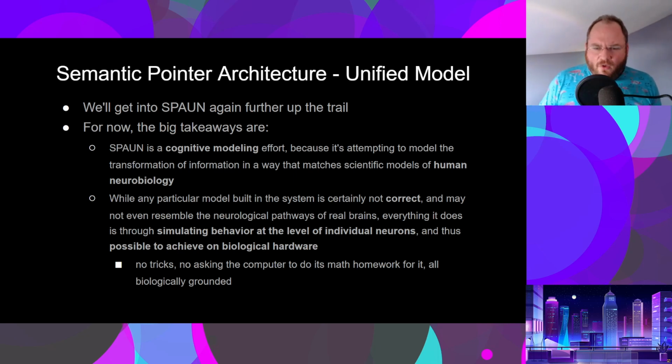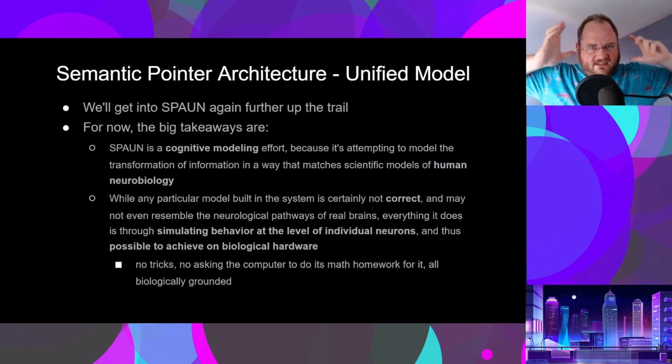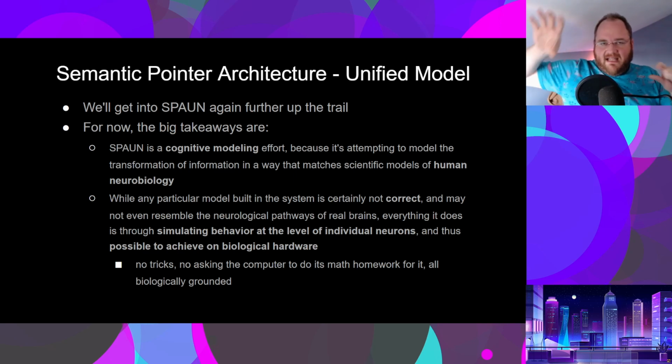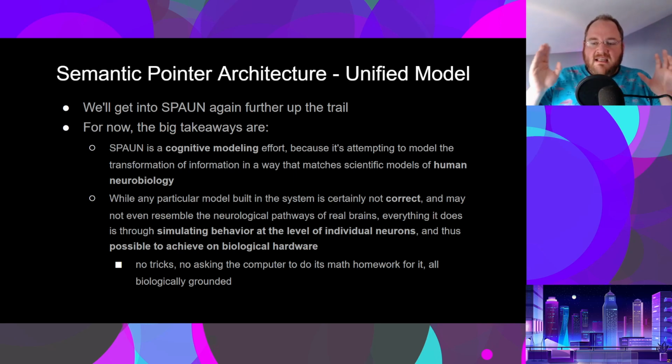So this particular model built in the system is not correct. We know that. We know that models are not correct. And on top of that, it may not even really resemble the exact pathways that exist in the brain. They've done this one where they said, okay, we have visual comes in and connects to a thalamus and the basal ganglia, and so on. But that may not be the exact way it works in the brain, but the real key insight is that they are simulating all of this at the level of individual neurons firing.